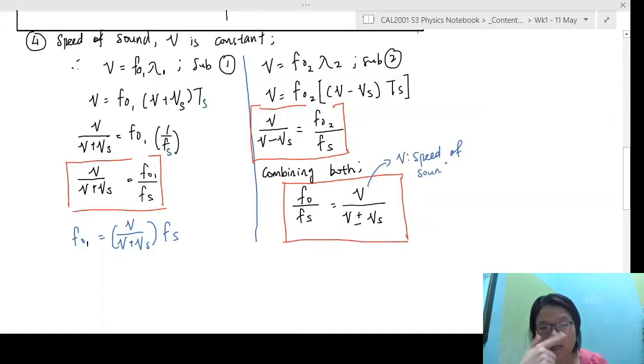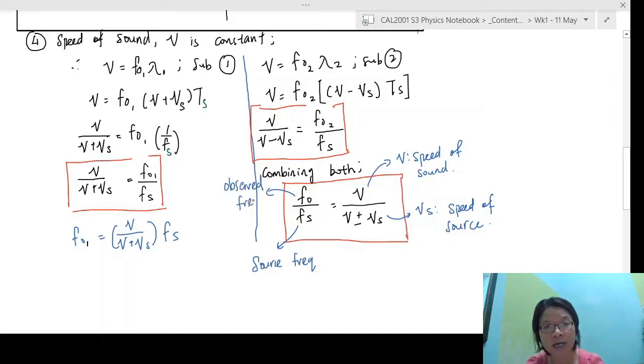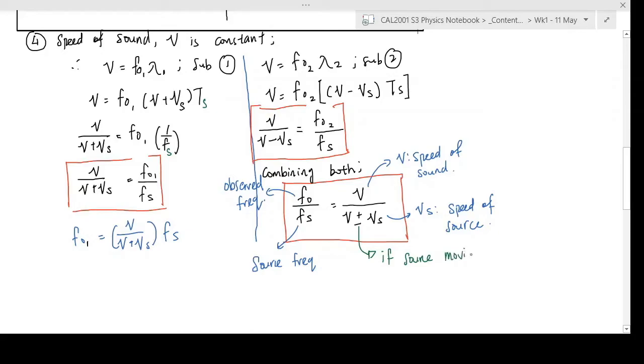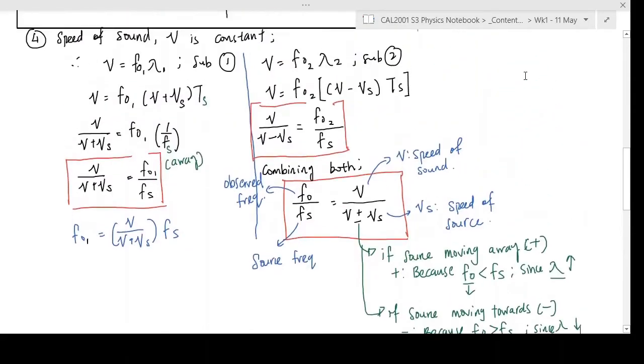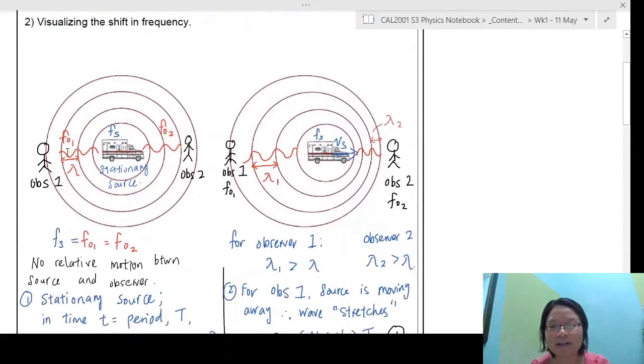So for example, I'm just going to label all the unknown values there. Capital V is speed of sound, Vs is source, Fs is frequency source or source frequency, and Fo is observed frequency. Now when to use plus, I'm back. Alright, so I have to go away so you can see the notes.